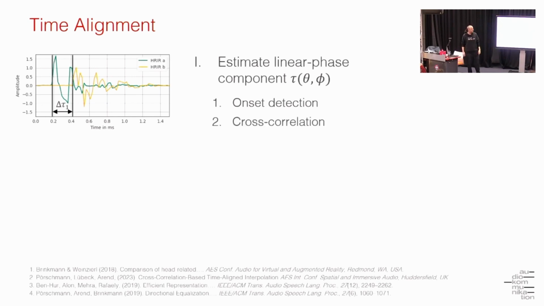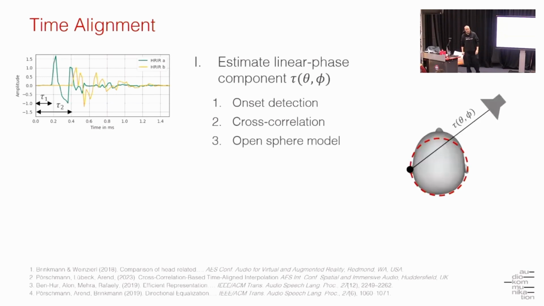We could use cross-correlation, which would mean we shift the yellow HRTF and try to find the shift value that maximizes the cross-correlation. And then this gives us the relative delay, which we, of course, can also use to align these transfer functions. There are also analytical methods. We could approximate the head as an open sphere and have an analytical solution for the delay.